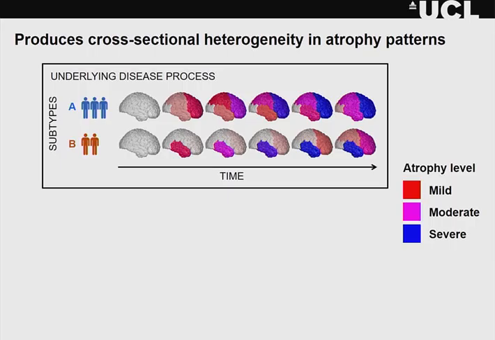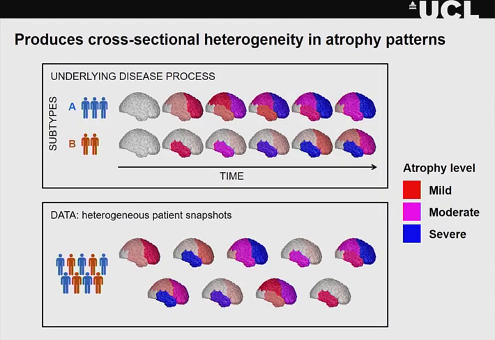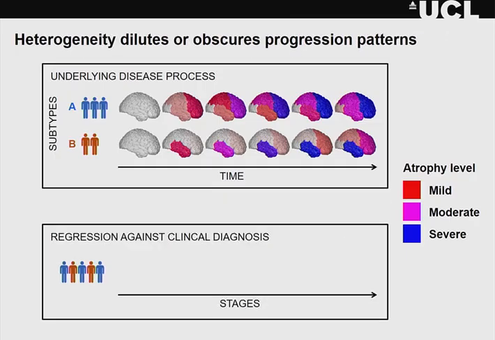So what we can imagine is that we have some underlying disease process that consists of a set of subtypes that have different patterns of progression over time. And then if we sample individuals cross-sectionally from this underlying process, what we'll observe are individuals that have a range of different disease subtypes and that are at different stages. So this leaves us with a highly heterogeneous data set from which it's difficult to disentangle the underlying disease process. And importantly, this heterogeneity can dilute or obscure progression patterns if it's not analyzed carefully.